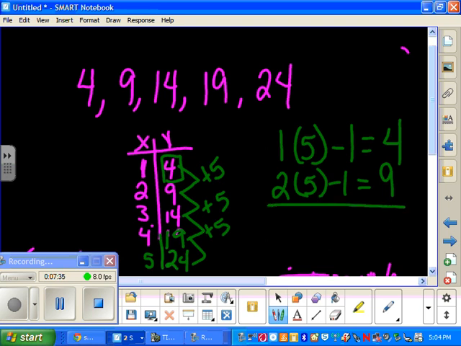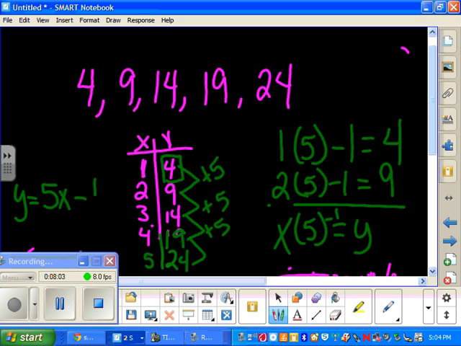Now, if I'm going to use this as an nth term or my x term, I would say x times 5 minus 1 equals my y. Sorry, I forgot my minus. If I write that algebraically, it would be y equals 5x. Remember, our numbers are more important than our letters. They always come first. Minus 1. And this would be my rule.